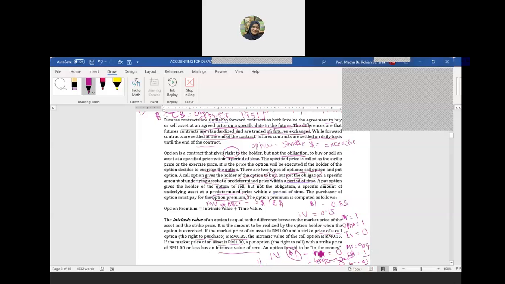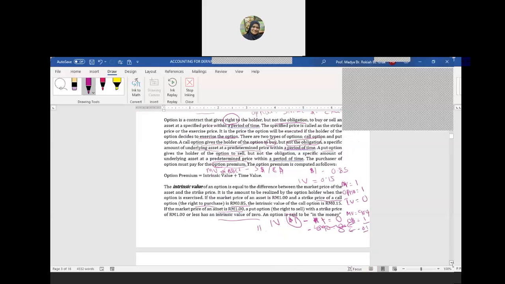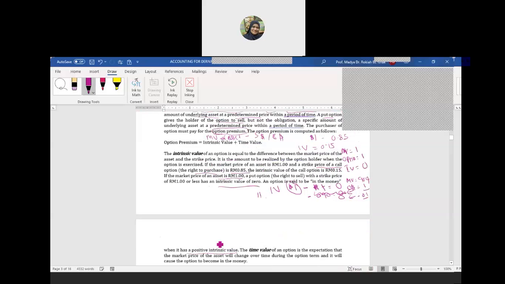An option is said to be in the money when it has a positive intrinsic value. Positive here means that the market value of the shares or asset is higher than the option price. Once you have a positive intrinsic value, you call that in the money.